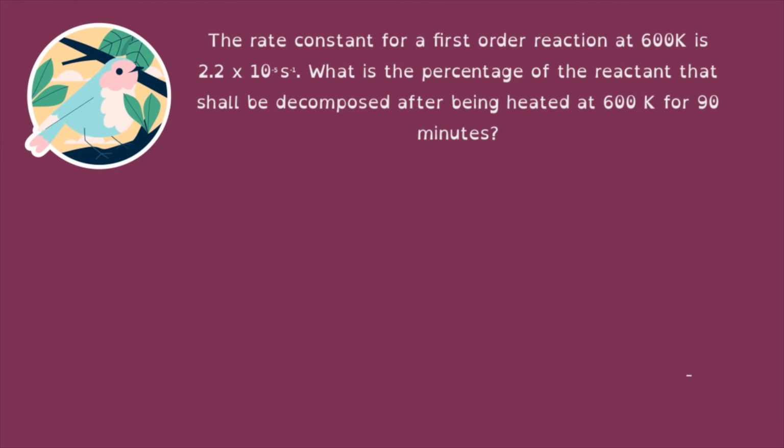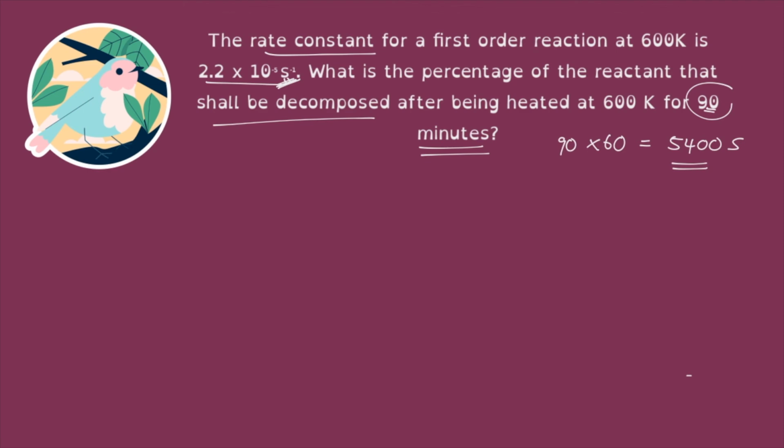The rate constant for the first order reaction at 600 Kelvin is 2.2 times 10 to the power of negative 5. What is the percentage of the reactant that shall be decomposed after being heated at 600 Kelvin for 90 minutes? To answer this question, the first thing you need to look at is the information given to you. The first piece of information is the rate constant, and it is in seconds. Then you were asked to calculate the percentage of the reactant that shall be decomposed after 90 minutes. So you need to match the duration of time with the rate constant given to you. Since your rate constant is in seconds, you need to change 90 minutes to seconds. One minute is 60 seconds, so 90 times 60 is equivalent to 5400. So this one is already in seconds.